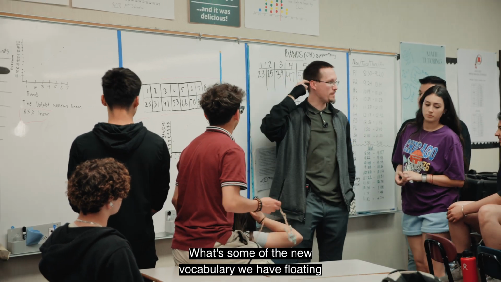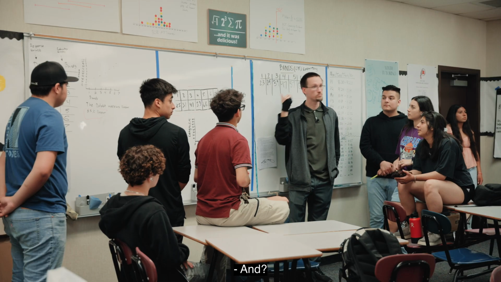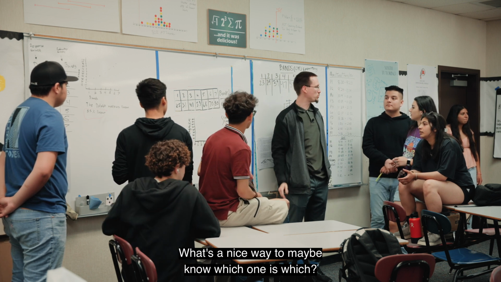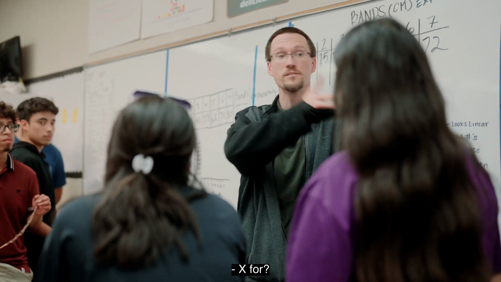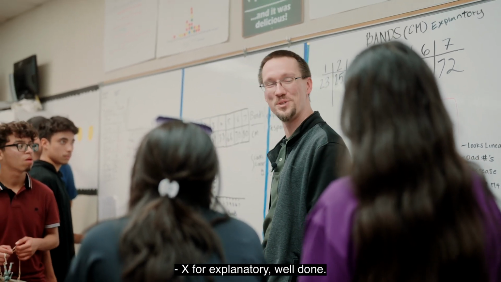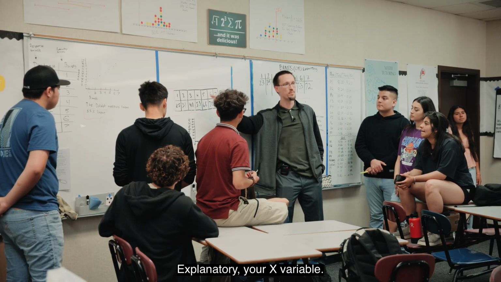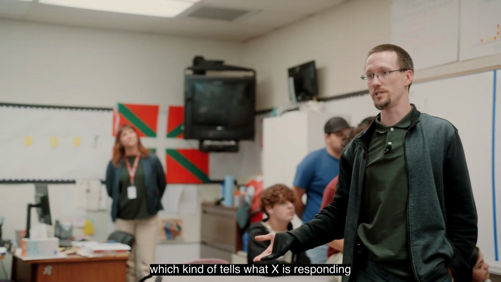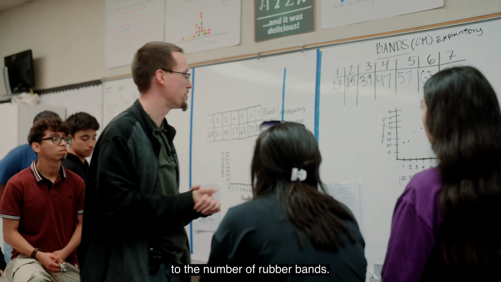What's some of the new vocabulary we have floating into this class for this lesson? Explanatory and response. What's a nice way to maybe know which one is which? X for explanatory. Well done. That's a nice trick that you can use. Explanatory, your X variable. And then we have our response, which kind of tells what X is responding, or what our variable is responding to. This is distance fallen is responding to the number of rubber bands.